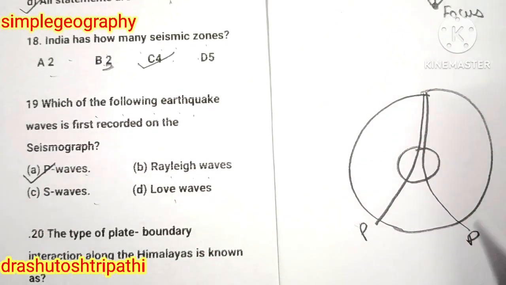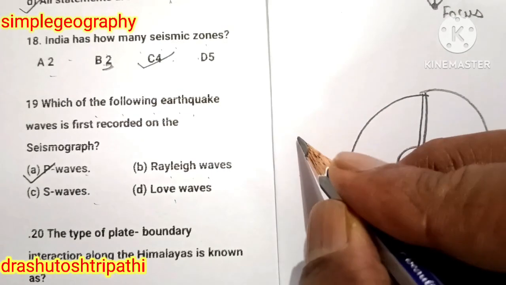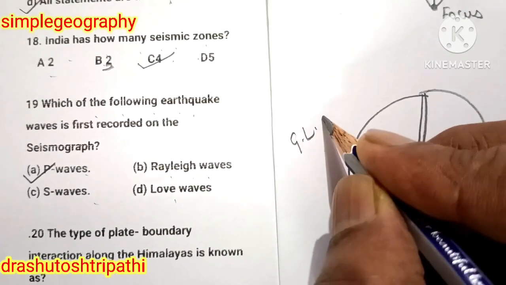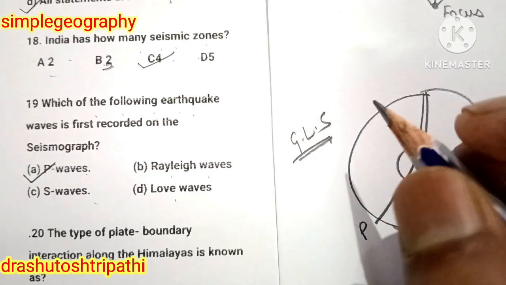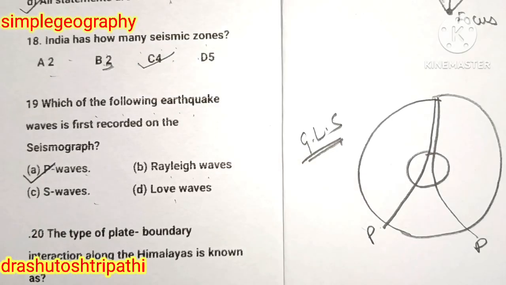The waves are similar to sound waves. These waves pass through gas, liquid, or solid, all 3 states. The P wave causes rock to squeeze and stretch. The answer is the P waves.